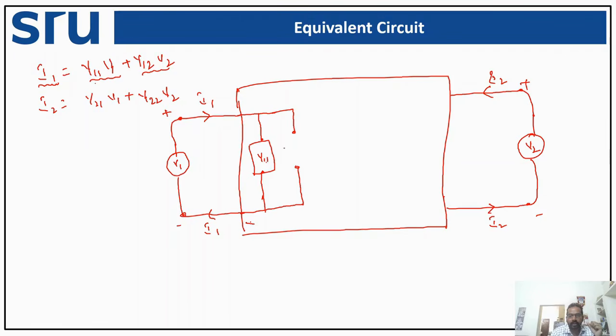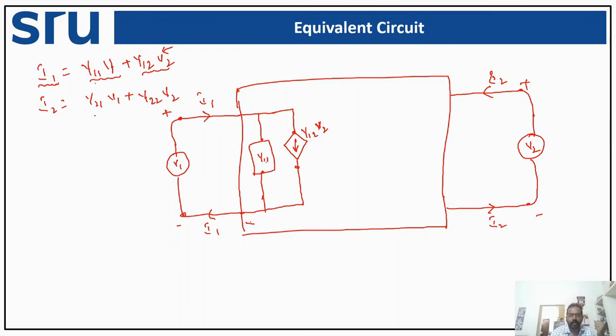Similarly, we need to take the current flowing through this particular branch, but it is a function of V2. So what should we take? We need to take a dependent current source. What is the direction? The current is coming from top to bottom. And what's the value of it? The current is Y12 V2. So we have taken a voltage dependent current source.